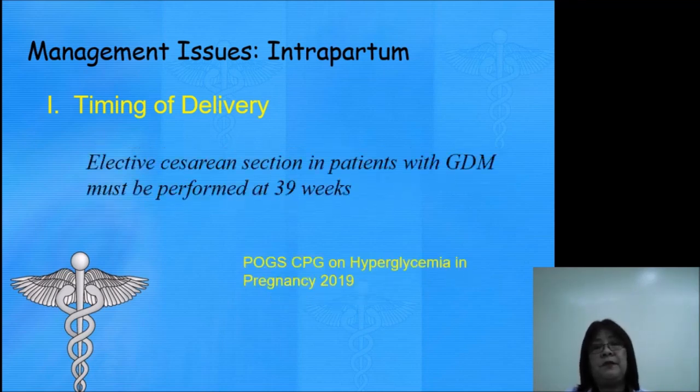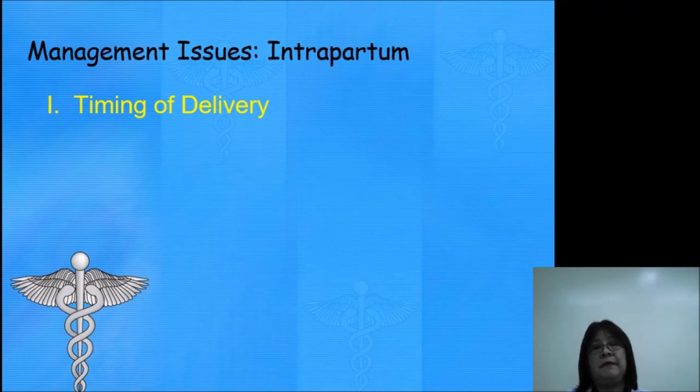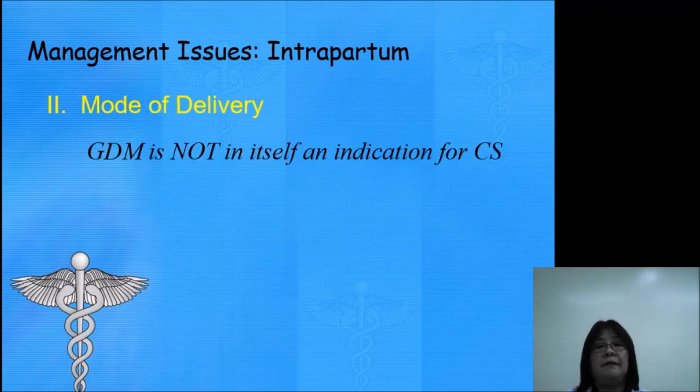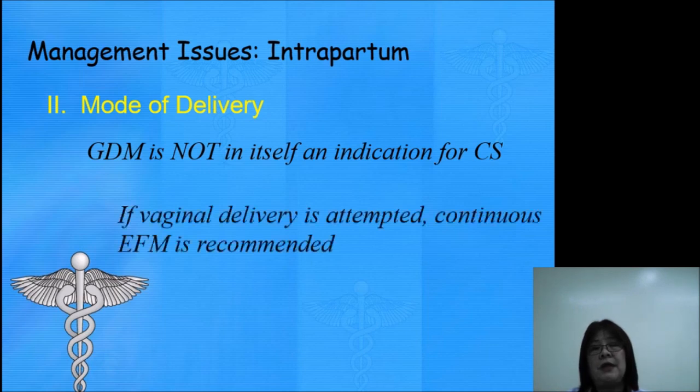If your patient is for elective cesarean section with GDM and on diet, the recommended elective cesarean section should be done at 39 weeks. So, you have to deliver the patient before 39 weeks only if there are maternal and fetal indications if your patient is on diet. GDM is not itself an indication for CS, so we don't do CS just because our patient has gestational DM.